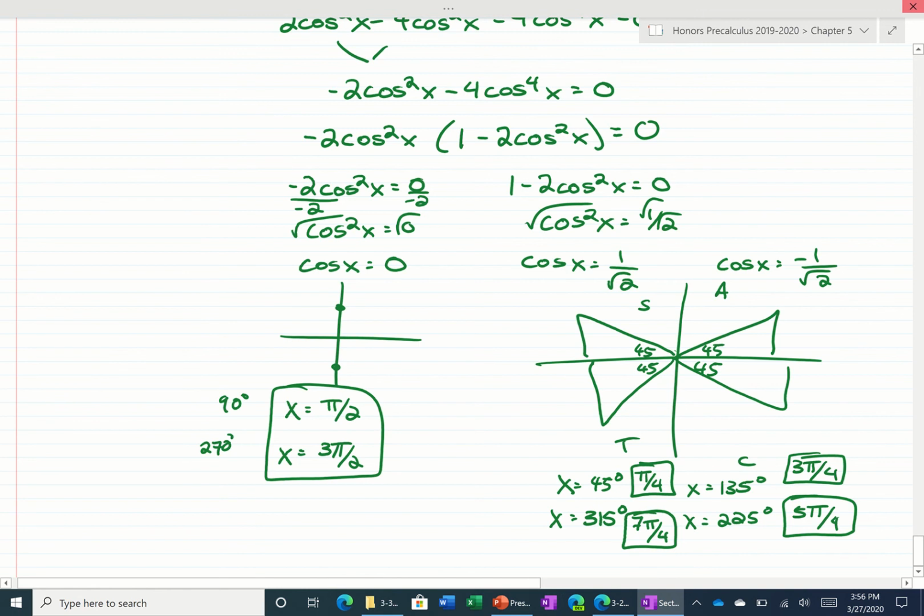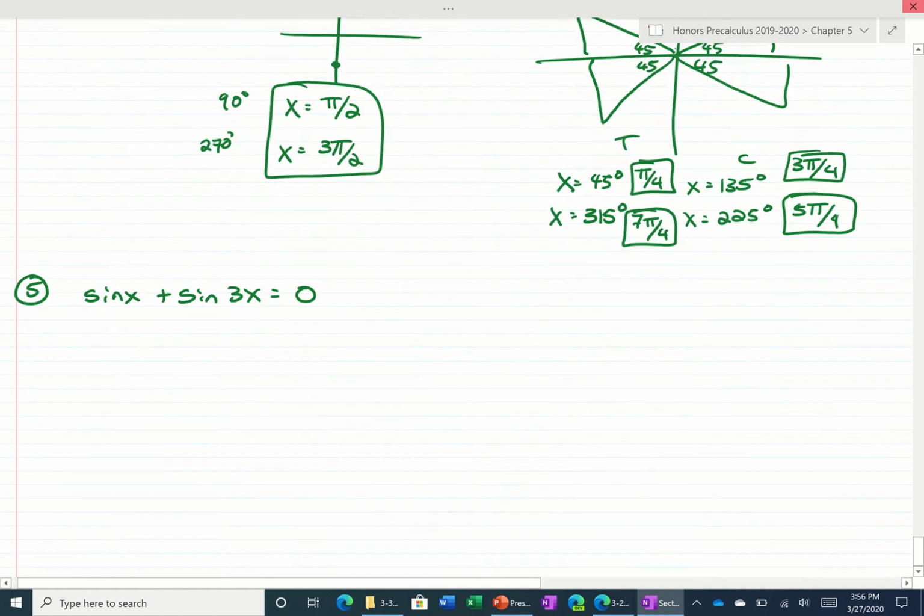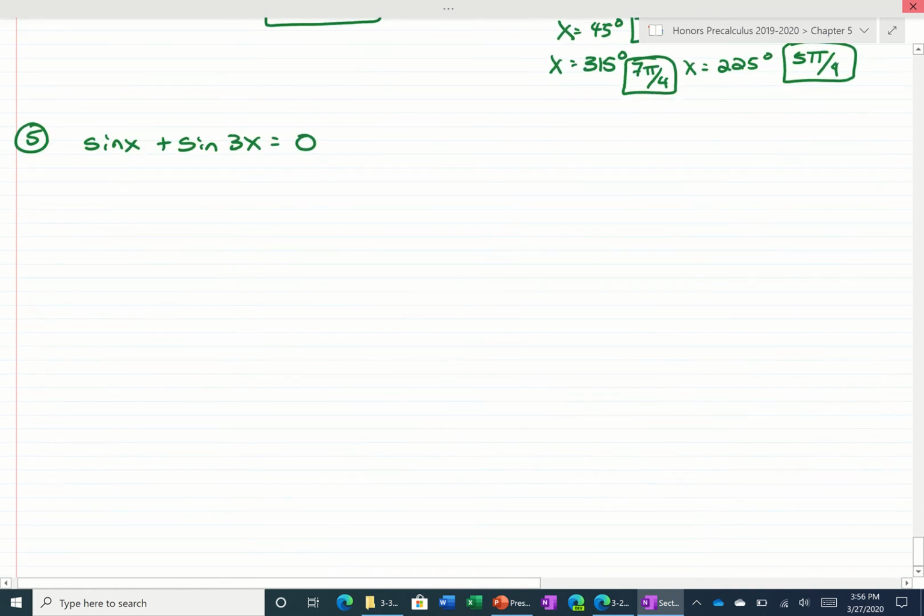All right, and we have one more to go. Let's do number 5. For number 5, it says sine of x plus the sine of 3x is equal to 0. Well, just like before, we used a sum and difference formula and a double angle. So sometimes we have to use multiple formulas. Sometimes we might even have to use the Pythagorean formula. So let's see what happens.